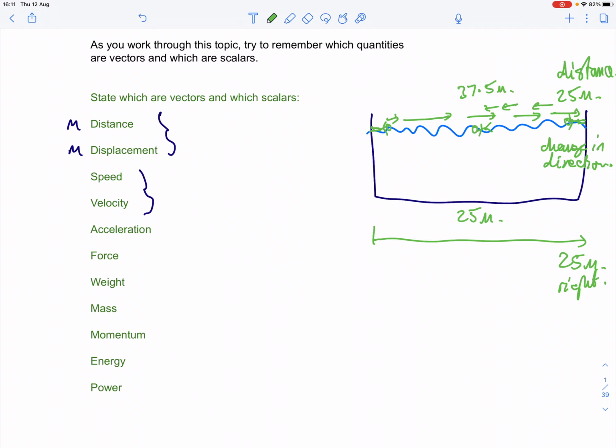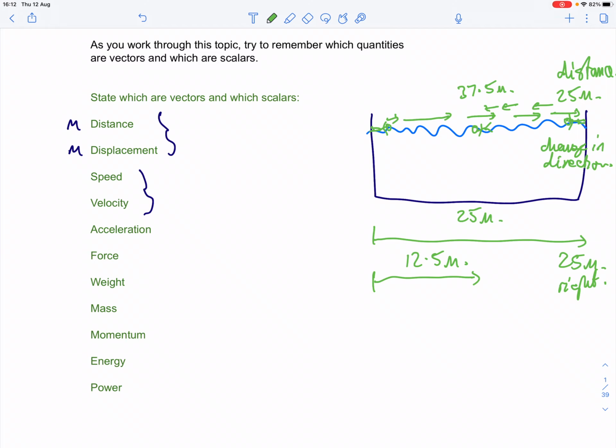And now hopefully you can see the difference, because if we examine the distance from where they started, or how far away they are from their starting point, they are now only this far away, which is 12.5 metres. So now the distance that they've travelled and their distance from the starting point in a straight line in a particular direction, left to right, are different.